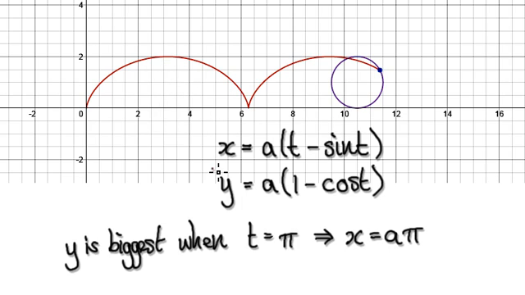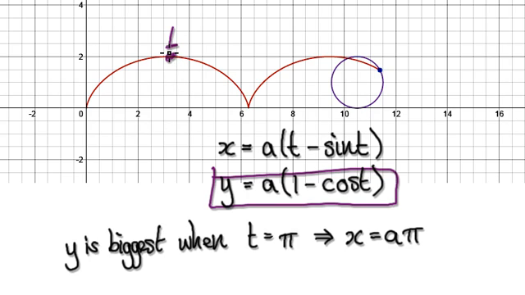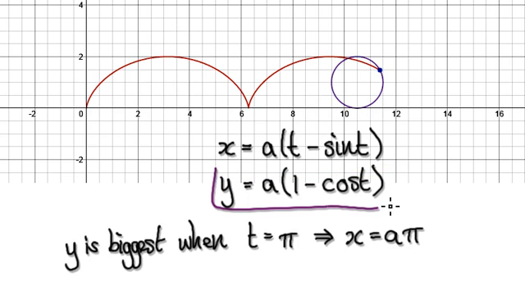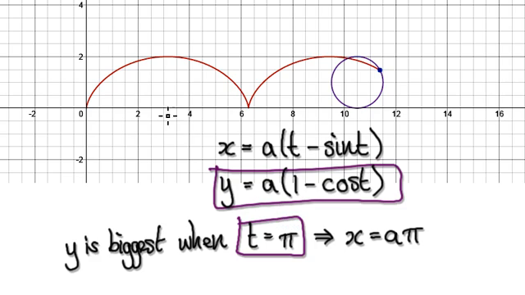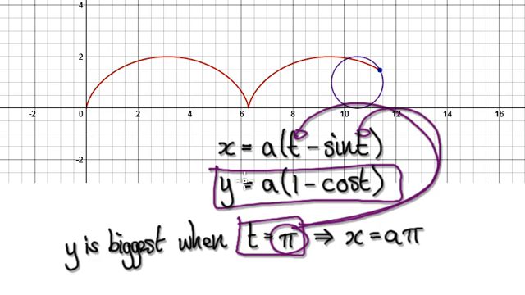Well, you've got to ask yourself, when will y be at its highest point? The highest point will be somewhere here. Well, y will be at its highest point when t equals pi. But where will x be when t equals pi? You would then put that into here and then into here. So x would be at a pi. So this somewhere here would be a pi.